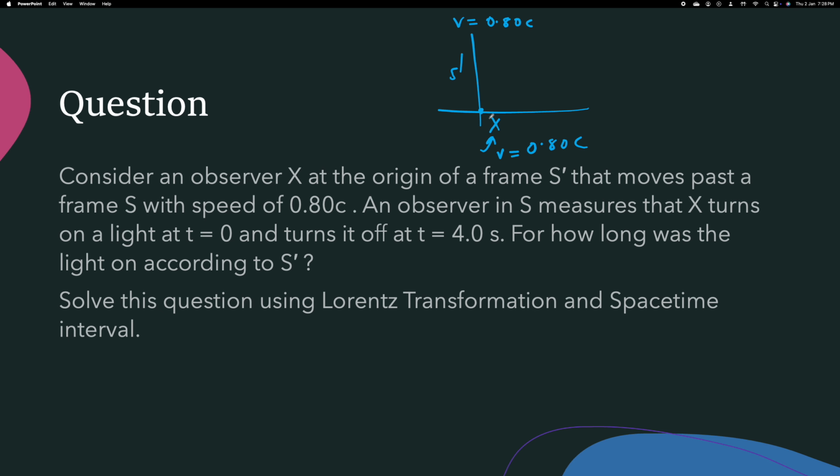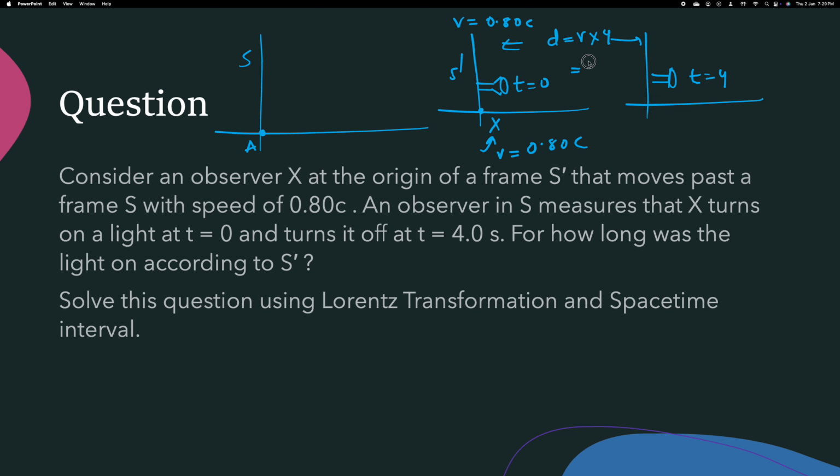An observer in S measures that X turns on a light at time t equals 0 and turns it off at time 4 seconds. So there is an observer in S at the origin again. Let me call that observer A. So what he observed is that the torch light is turned on at time t equals 0 and turned off when time t is equal to 4 seconds, right? So while turning on and turning off, the frame has moved a certain distance. What will be the formula for that? It is going to be v times the time duration, which is 4 seconds. So v is 0.80 c times 4, right? So you get the value of how far the moving frame has moved.